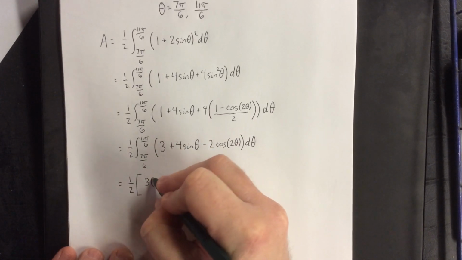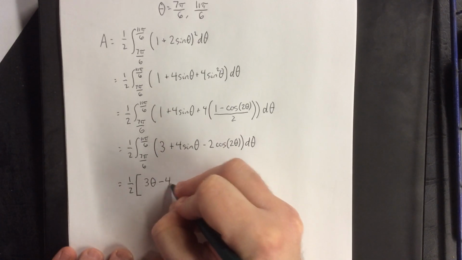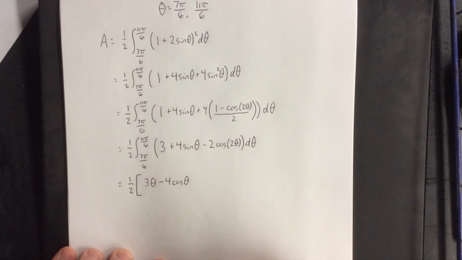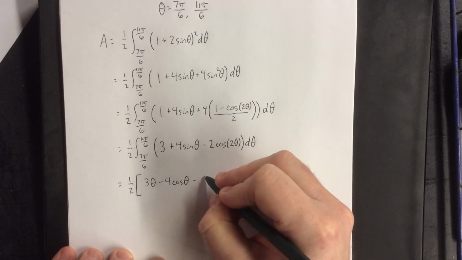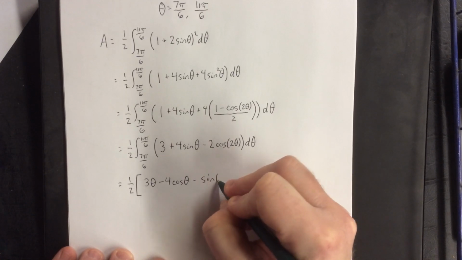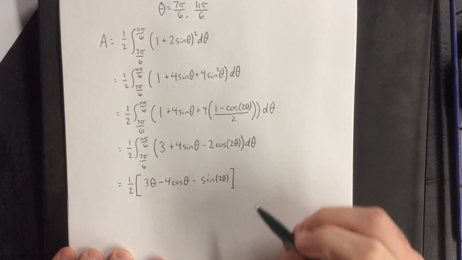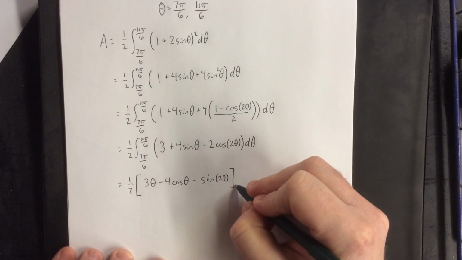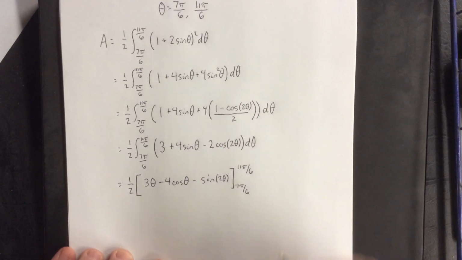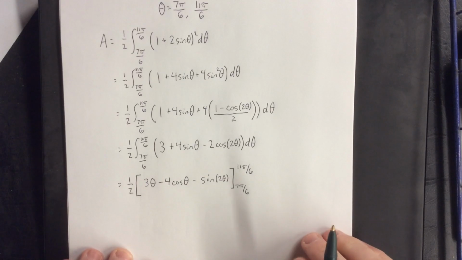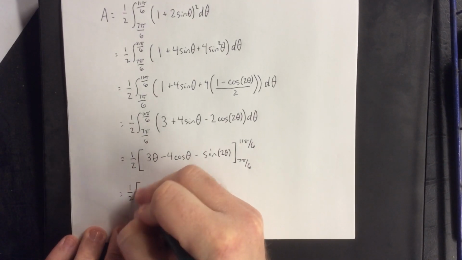3 will become 3 theta. 4 times the sine of theta will become minus 4 times the cosine of theta. And the integral of the cosine of 2 theta will be the sine of 2 theta divided by 2. With the extra coefficient of 2 in front, that'll simply be the sine of 2 theta. Then we'll have bounds of 7 pi over 6 and 11 pi over 6. We're going to have considerably fewer things zero out on this one. We'll leave that 1/2 out front.